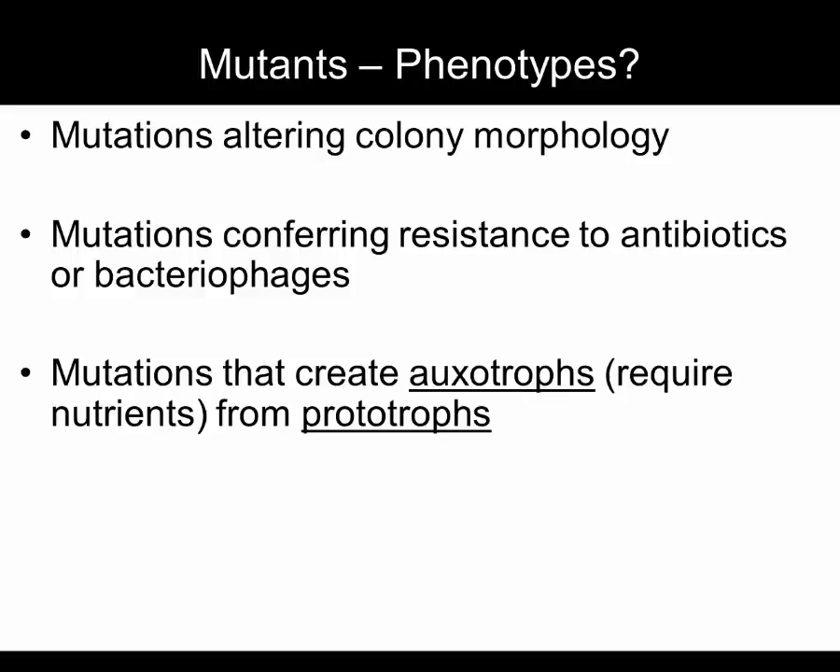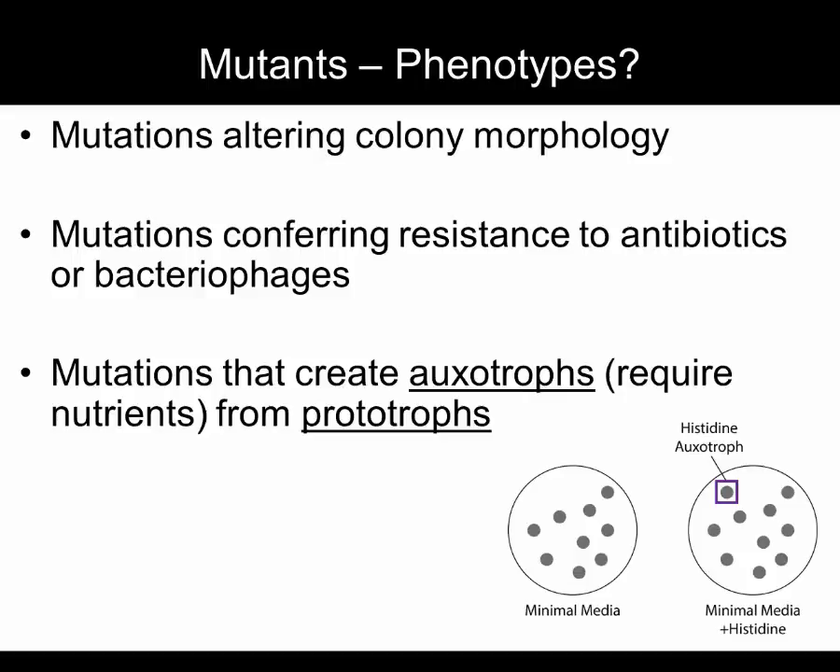For example, wild-type E. coli can synthesize the amino acid histidine, and can grow on media without histidine supplemented. But a mutant that has a mutation in a gene required for histidine synthesis cannot make its own histidine, and will only grow on media with the amino acid added to it. So we can isolate histidine auxotrophs by finding mutants that do not grow on a minimal media, but do grow on a minimal media supplemented with histidine.